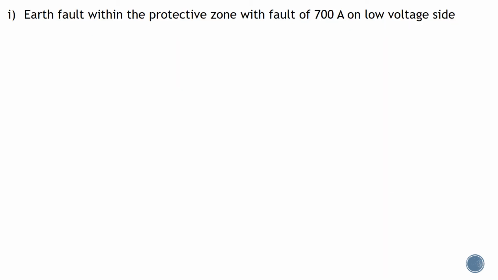Starting with the first part of the question, we have to calculate the operating current value when an earth fault of fault value 700 ampere occurs within the protective zone. Basically, we have to determine whether the relay will operate in this case or not. This fault occurs on your low voltage side, which is 500 volt.